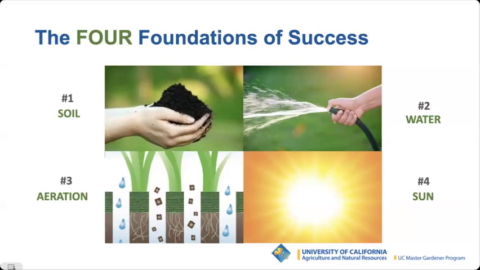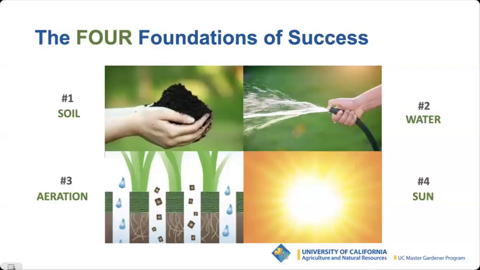Number 3 is aeration. Many people underappreciate the importance of the air in our soil. And yet, without the pore spaces in the soil, which allow the plant roots to obtain oxygen and the living things that live in the soil to breathe, our plants will not thrive. So we want to take care of those pore spaces.